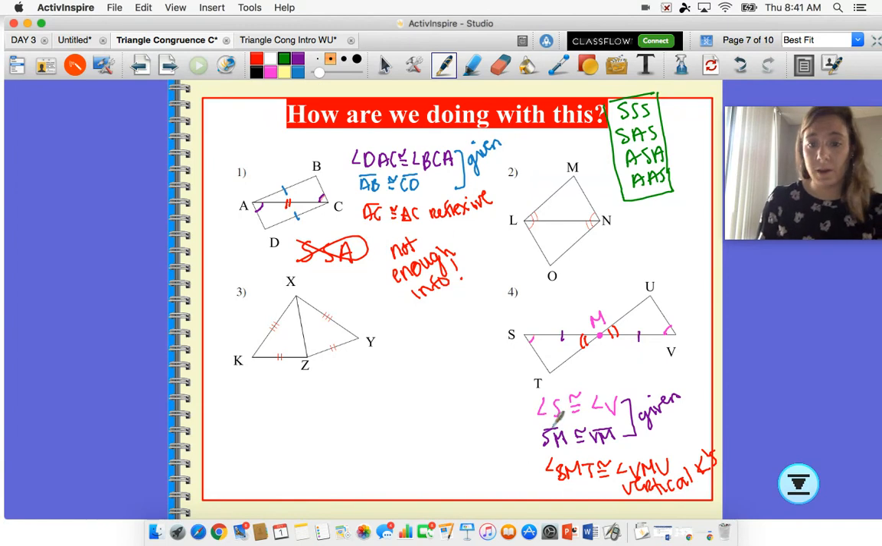So I've got two angles and a side. I've got two angles, and check that out, the side that is lying between them. That's one of the ones we just learned. So these are going to be congruent by angle, side, angle congruence. And so we can say triangle SMT is congruent to triangle, well, S corresponds with V, M corresponds with M, VMU, by angle, side, angle congruence.